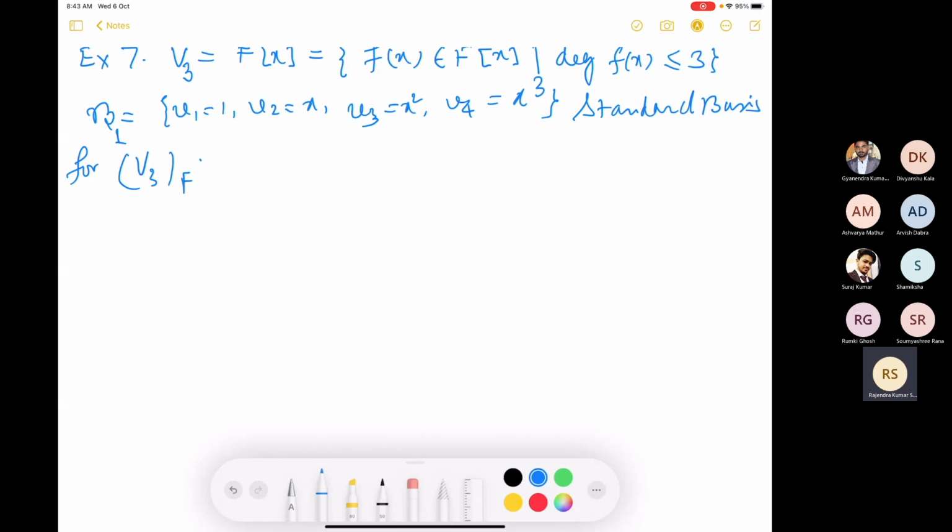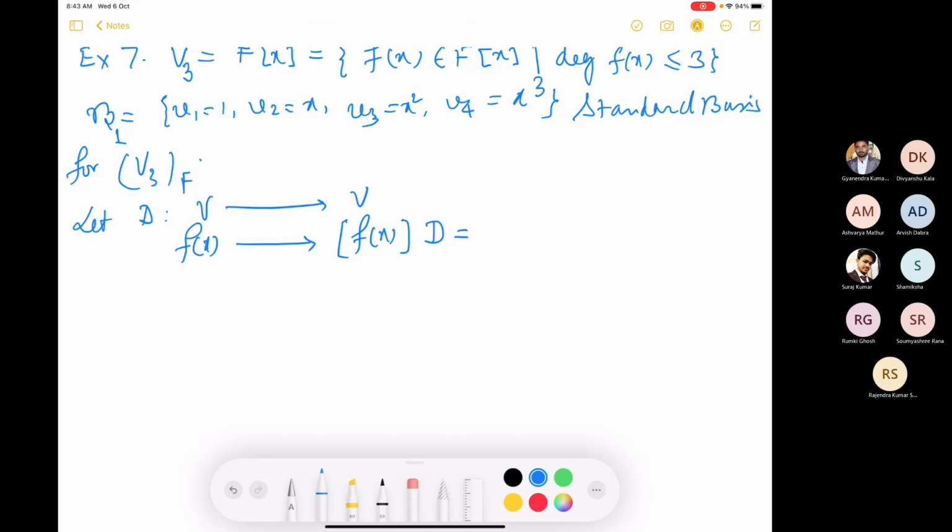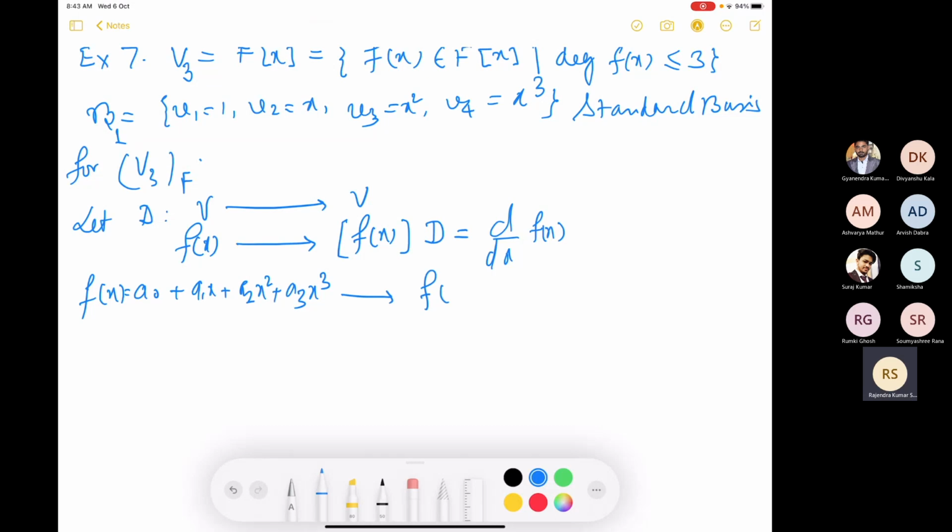Now we want to write the matrix of a linear transformation over this. So first of all, a linear transformation. Let us take D defined from V to V. Elements of V are polynomials, say f(x), and define f(x)D as the derivative d by dx of f(x). So if f(x) is a0 plus a1x plus a2x squared plus a3x cubed, then the image is a1 plus twice a2x plus 3a3x squared.